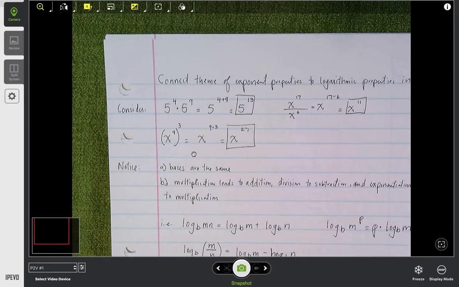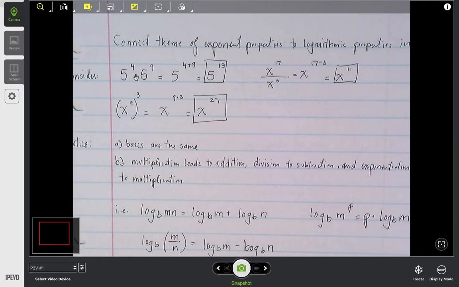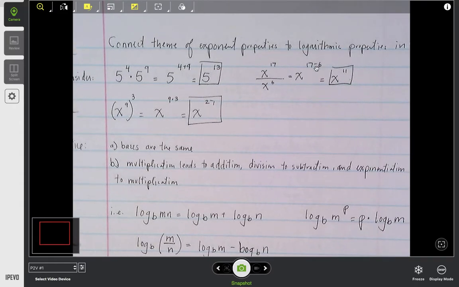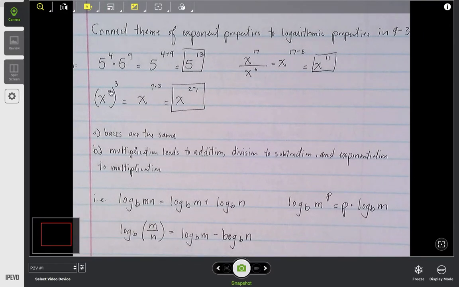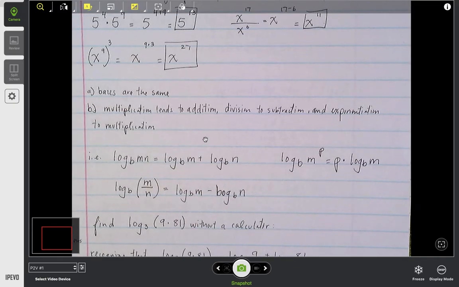So what's there for us to notice? Well, let's notice that in all of these problems the bases were the same. Let's also notice that the operation of multiplication led to addition, division led to subtraction, and exponentiation here led to multiplication. These are the properties that we're trying to elucidate here. And so you shouldn't find it too surprising that when it comes to logarithms, the same exact properties exist.